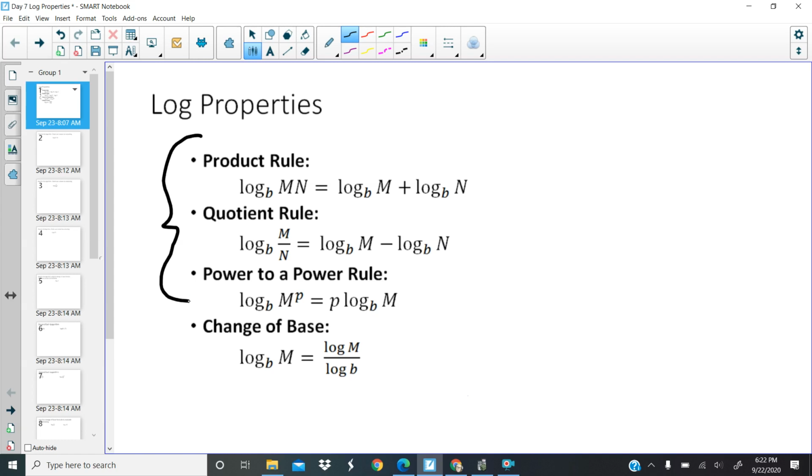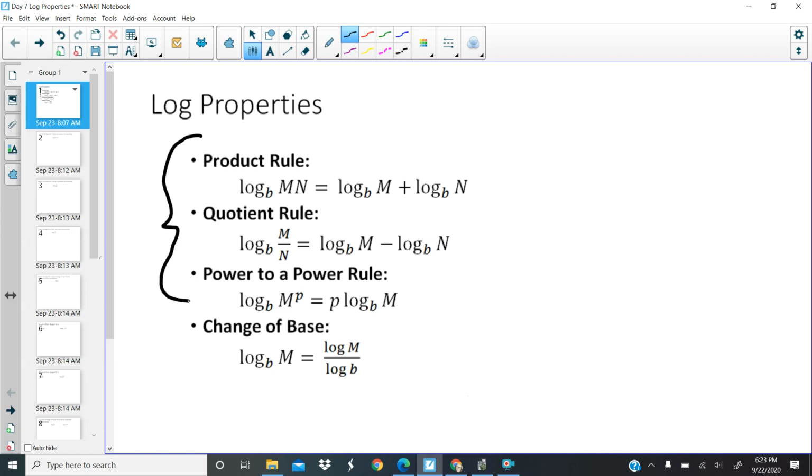However, the product rule just says that if you have log base something with two things being multiplied together on the inside, then you can expand it by having log base of the first thing plus log base of the second thing. Or if you have two logs with the same bases being added together, you can combine them by multiplying what's in the parentheses.